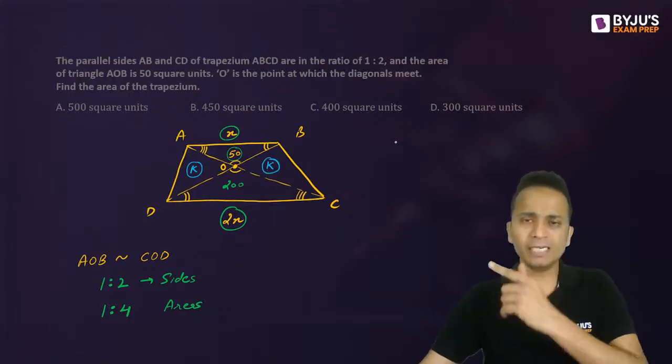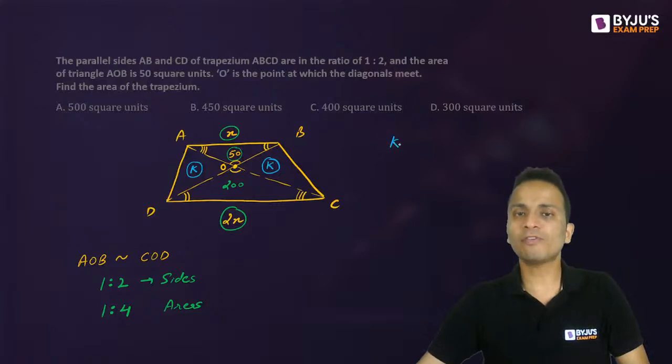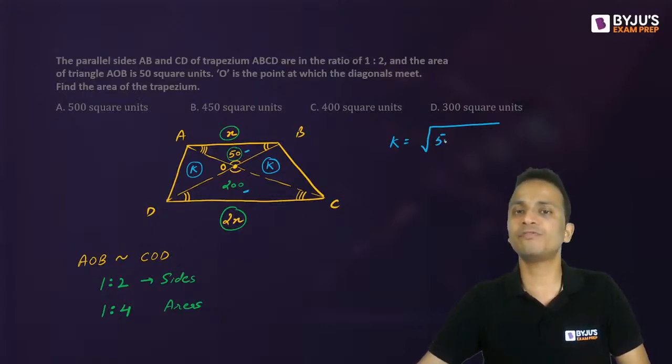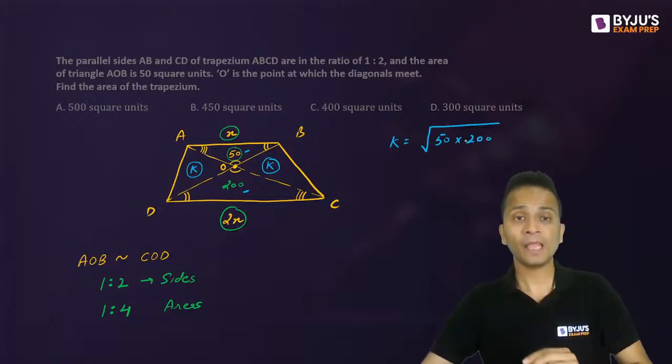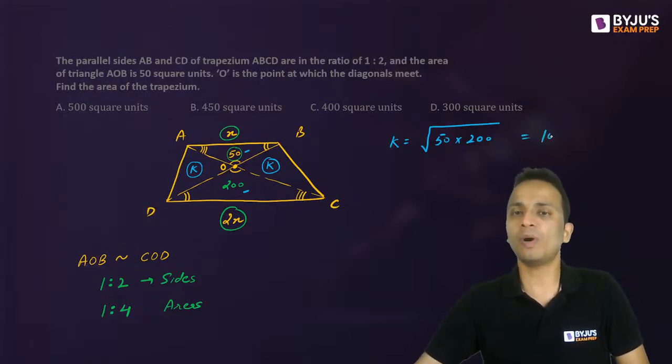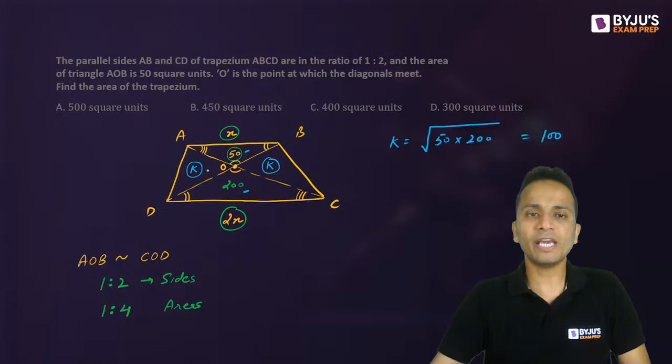Okay, and the value of k is always the geometric mean of these two areas, the geometric mean of 50 and 200. It is always there. So the area of this triangle AOD is always the geometric mean of the area of triangles AOB and COD. So this will come out to be 100. So the value of K is 100 and 100.